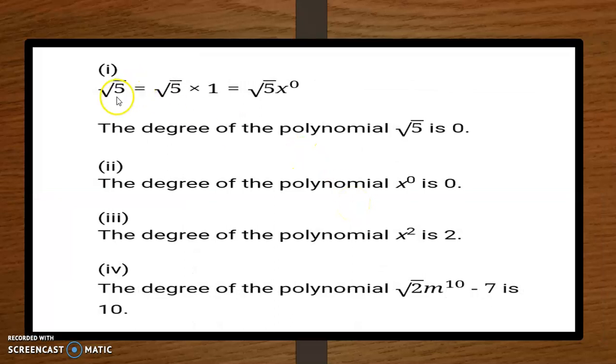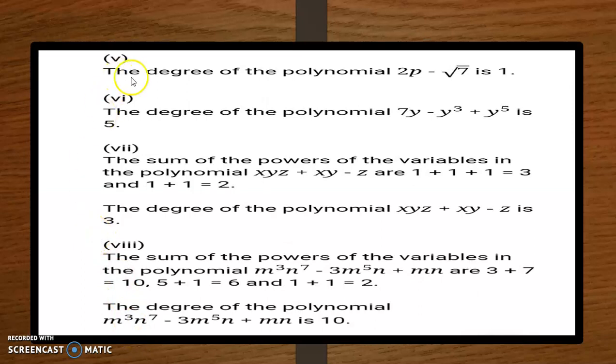First one is root 5, which is written as root 5 into 1, that is root 5 into x raised to 0. So here the highest index is 0, so the degree of the polynomial root 5 is 0. Next one is x raised to 0, the only and the highest index is 0, so the degree of the polynomial x raised to 0 is 0. Next polynomial is x square, the highest index is 2, so degree is 2. Next, root 2 m raised to 10 minus 7. Highest index is 10, so degree is 10.